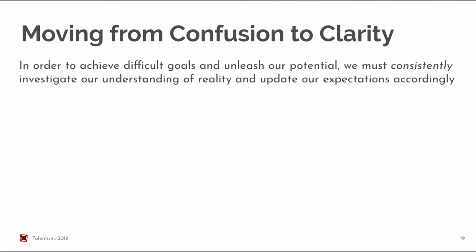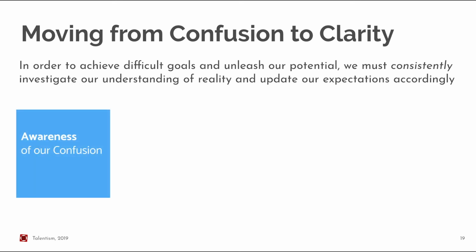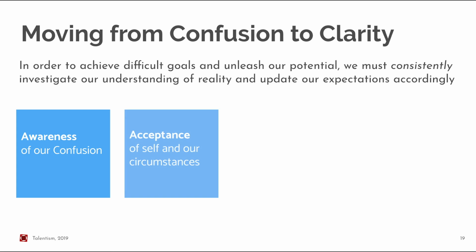If we want clarity, we must consistently and constantly investigate our own understanding of reality. The pillars of clarity first start with our own self-awareness by acknowledging our confusion. Then, an acceptance of what we're like and our circumstances. Accepting what you're like and the circumstances that you're in is necessary in order to be able to productively deal with your challenges, in order to achieve your goals, in order to achieve clarity.